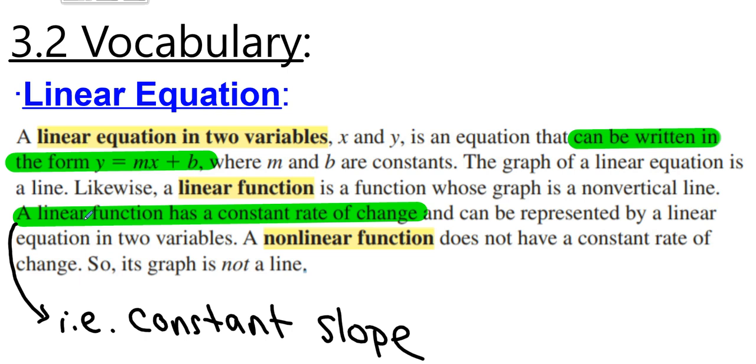A linear function has a constant rate of change, meaning a constant slope, and can be represented by a linear equation in two variables. A nonlinear function does not have a constant rate of change, so its graph is not a line. So if it's a curve, obviously it's nonlinear. But the main thing I'm going to have you look at here is what I highlighted in green. It can be written in the form y = mx + b if it's a linear equation, and it has a constant slope. Okay, so remember those two things. Can write it in slope-intercept form, has a constant slope if it's a linear equation.